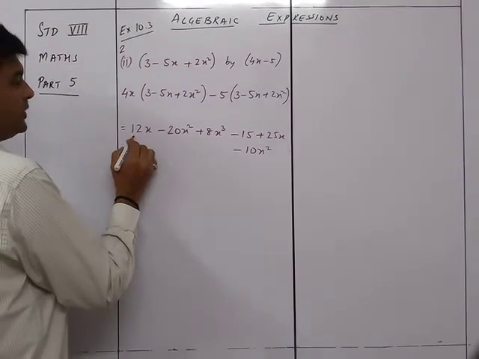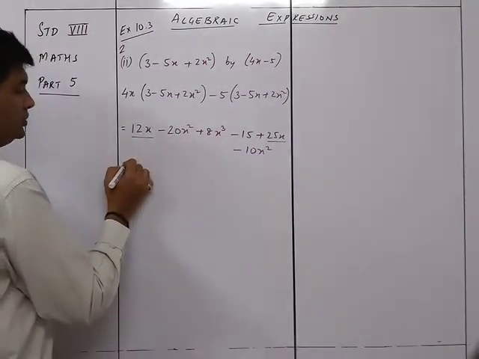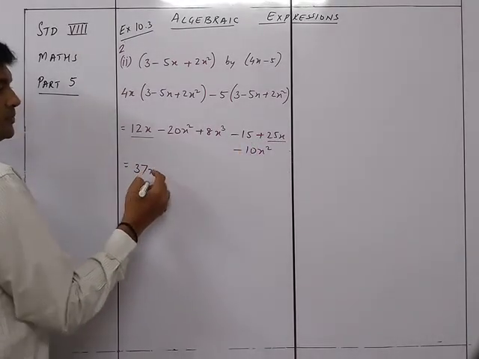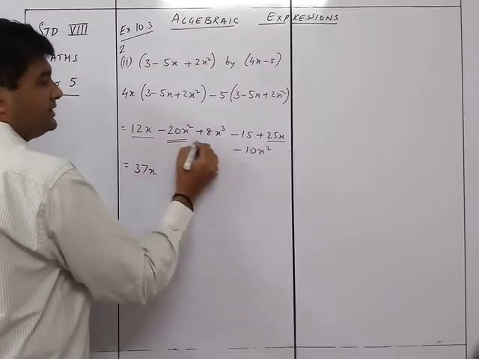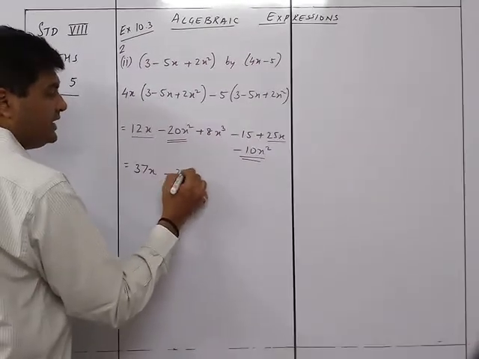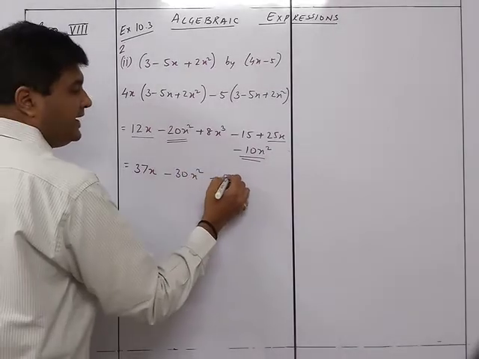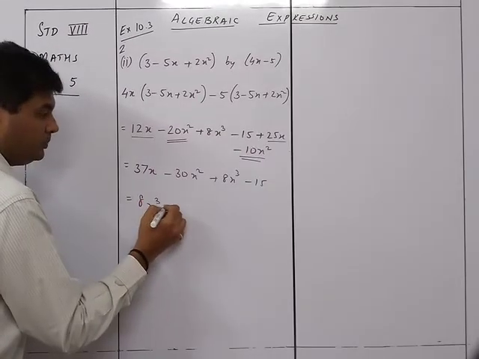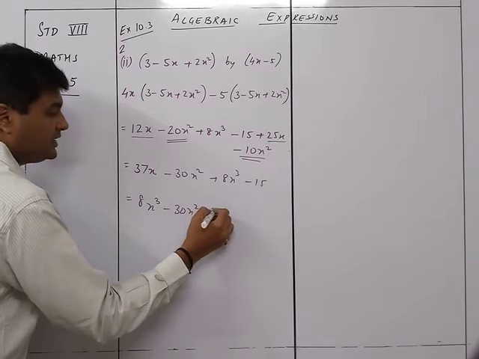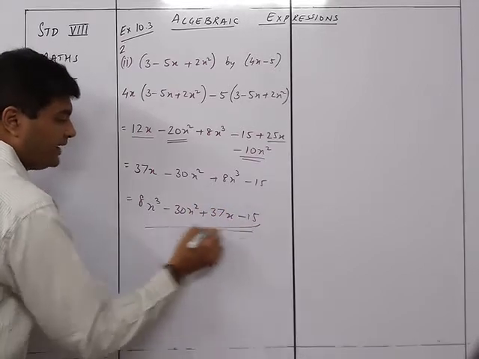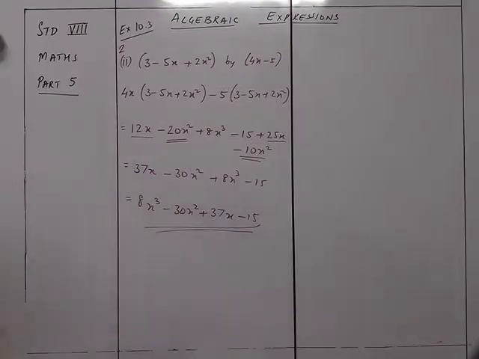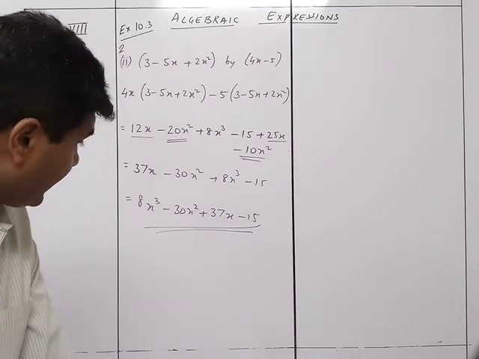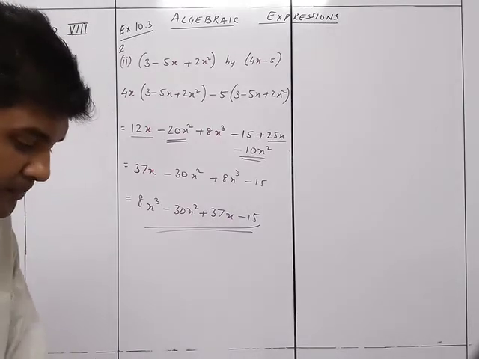You can see the common terms over here are this one. So that will give you 12 plus 25 is 37x. This is x square and this is x square. So it is minus 30x square plus 8x raised to 3 minus 15. So putting it in the descending order, we get 8x cube minus 30x square plus 37x minus 15 as the answer. We check up the answer. It is 8x cube minus 30x square plus 37x minus 15.